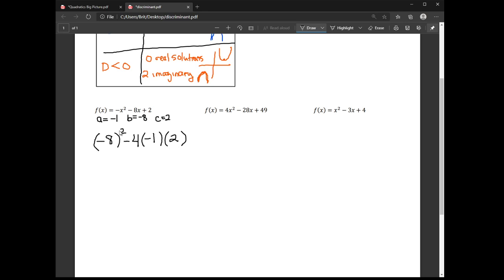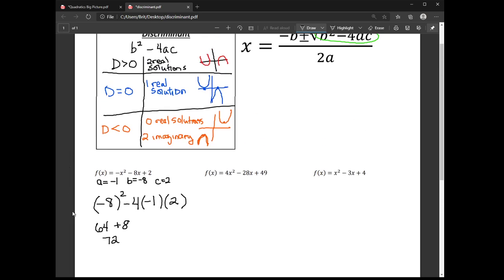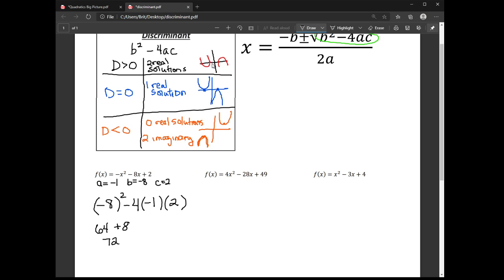So here, negative 8 squared is negative 8 times negative 8. That is 64. And then here, negative 4 times negative 1 is a positive 4, times 2 is an 8, and then 64 plus 8 is 72. So our discriminant for this problem is a positive value. That's telling us that there's going to be 2 real solutions. It'll cross the x-axis twice.